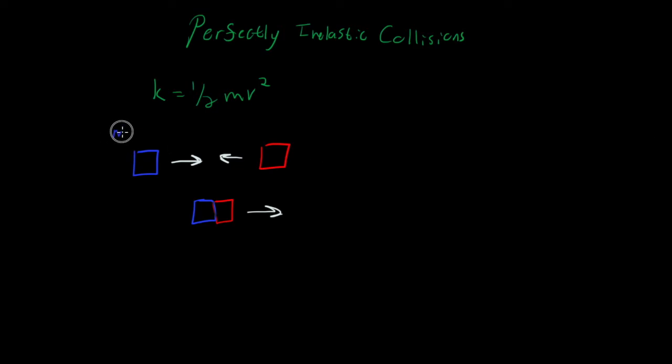Let's give this a mass of, let's just say 5 kilograms, just to be nice and simple to start with. We'll give the red one a mass of 10 kilograms, so it'll be twice as large. But let's give the blue one a velocity of, let's say, 25 meters per second. Let's give the red one a velocity of 10 meters per second.